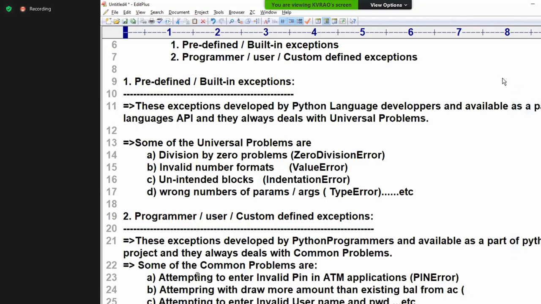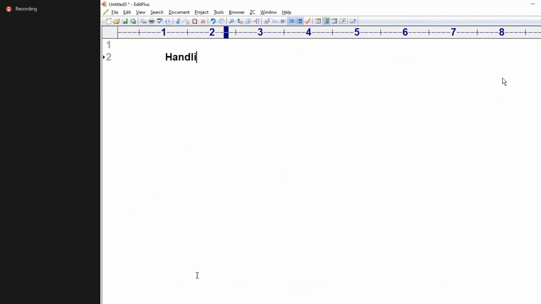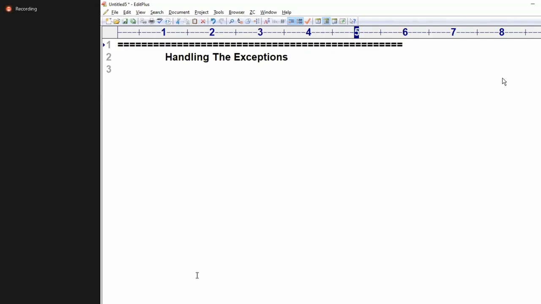Already you understand. What do you mean by handling the exception? Yes, students are already saying it. Converting the technical error messages into user-friendly error messages is called handling the exceptions, which is nothing but the definition of exception handling.